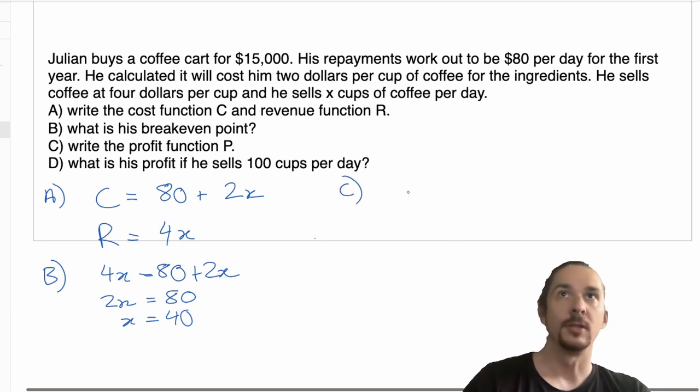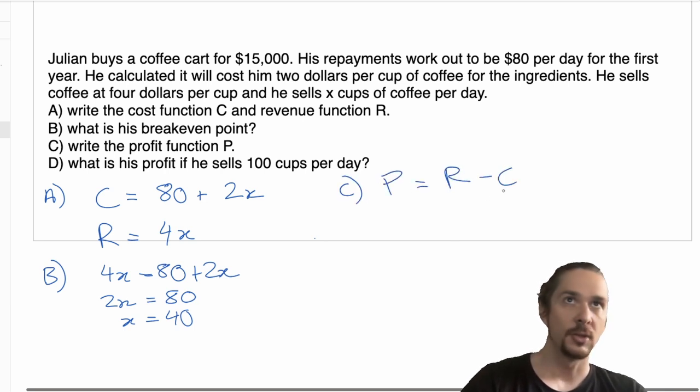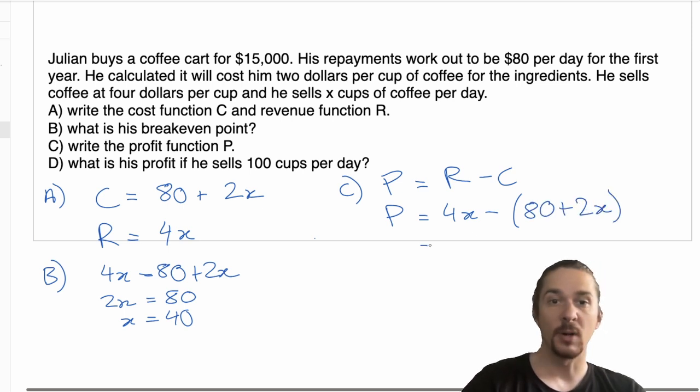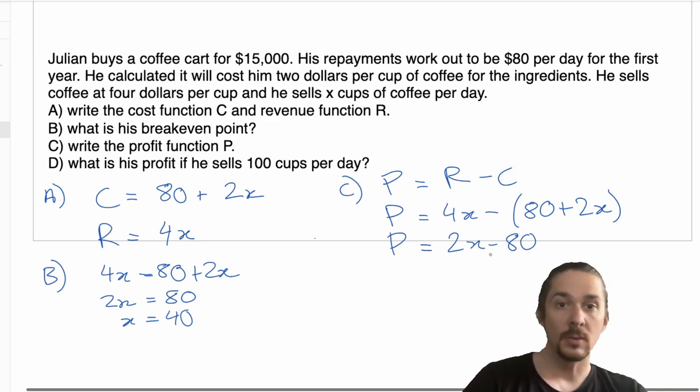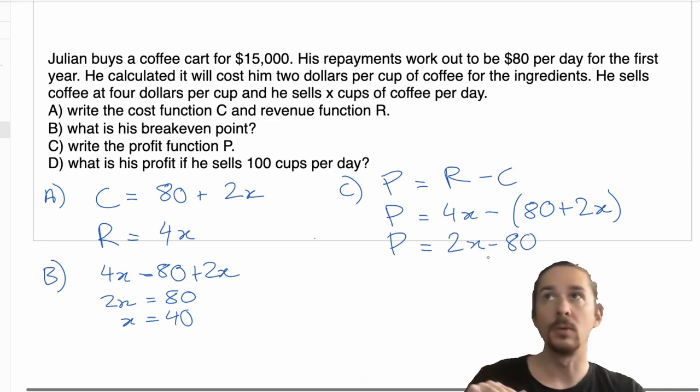Now, the profit function is revenue minus costs. In other words, 4x minus (80 plus 2x). So if he wants to figure out what his profit is, he's going to do 2x minus 80, okay? This is going to equal 0 at the break-even point. I'm going to graph all of this stuff real quick.